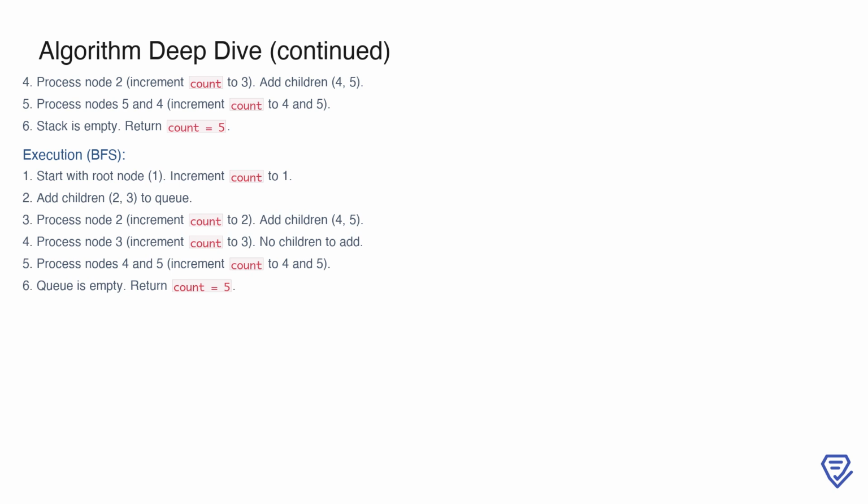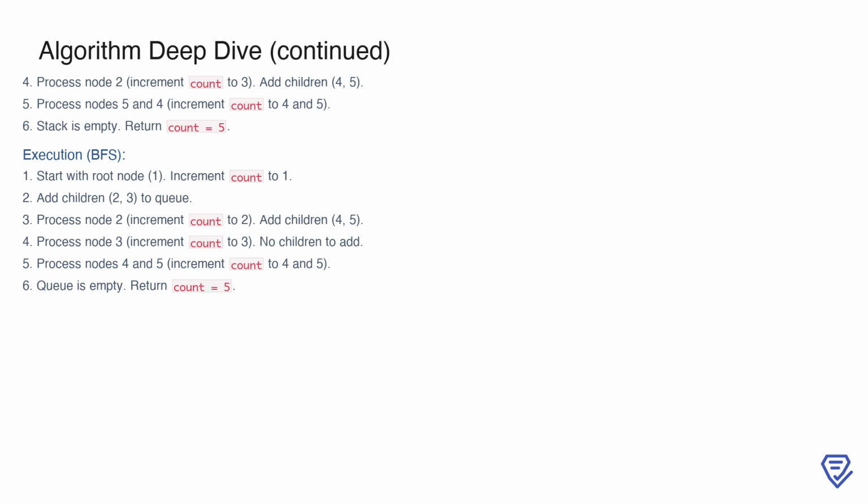Now, let's look at the same example but with breadth-first search. Starting with the root node, 1, we increment the count to 1 and add its children, nodes 2 and 3, to the queue. Next, we process node 2, incrementing the count to 2, and add its children, nodes 4 and 5, to the queue. We then process node 3, incrementing the count to 3.